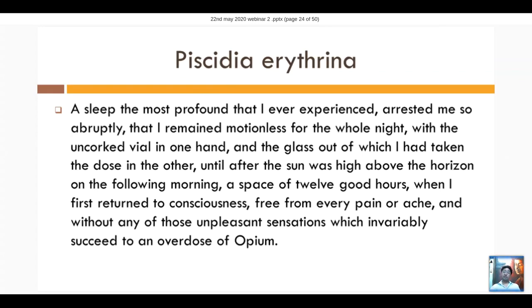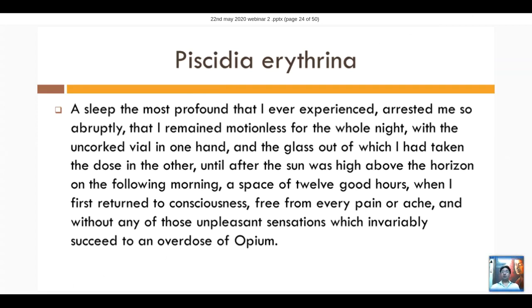Now, just read what is written in the proving. And in this remedy, this is the only thing which is important. A sleep the most profound that I ever experienced. Now, these are the symptoms from the proving. You will get them, I think, from Clarke or Allen's Encyclopedia.